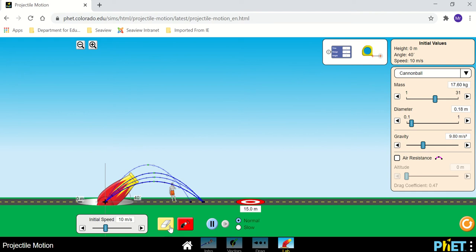And I'll show you in the simulation. So 40 degrees and 50 degrees both result in the exact same horizontal range. Same with, I can't go down to 30, 25 and 65, which sum up to 90. So they're going to go the exact same horizontal distance.